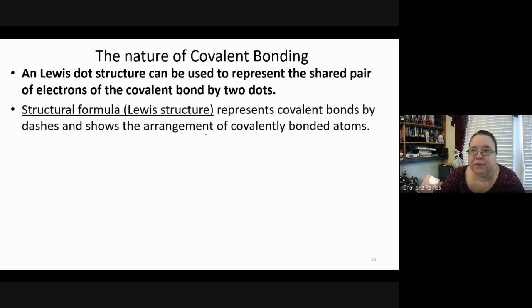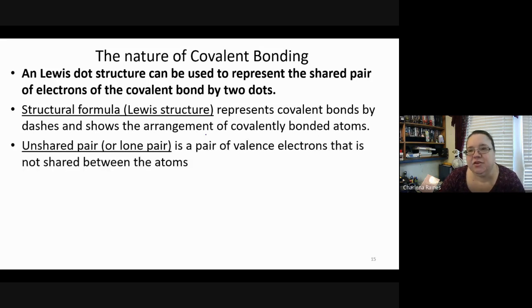So those nice pretty pictures that you saw back on that covalent screen are called either Lewis structures or structural formulas. Most of the time I just say Lewis structure. It flows better. But it's actually showing the bonds and the electrons and how the atoms are arranged. And this is really useful when determining how these covalent compounds will interact with each other.